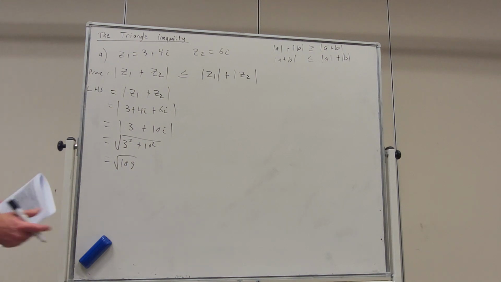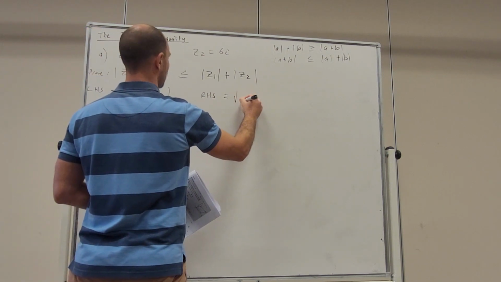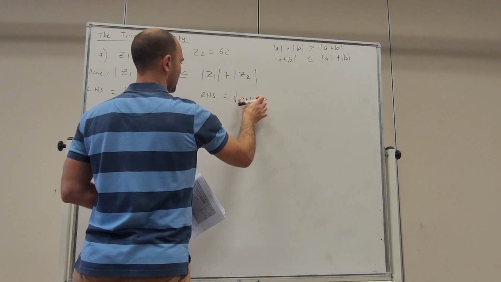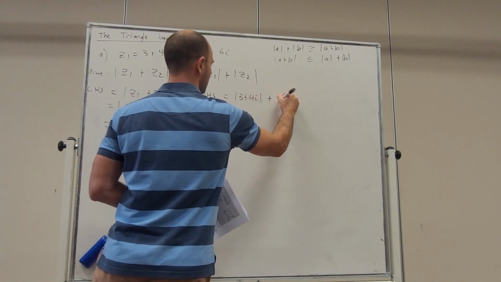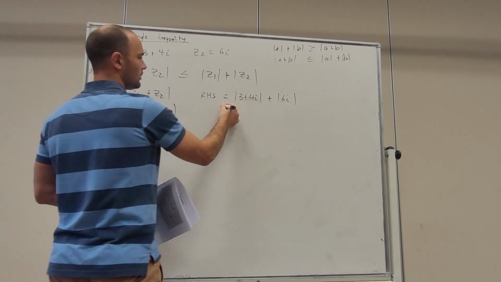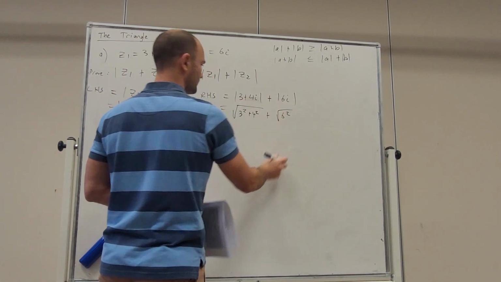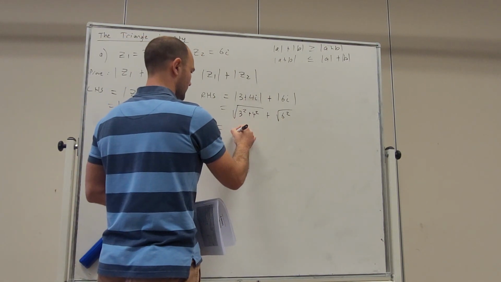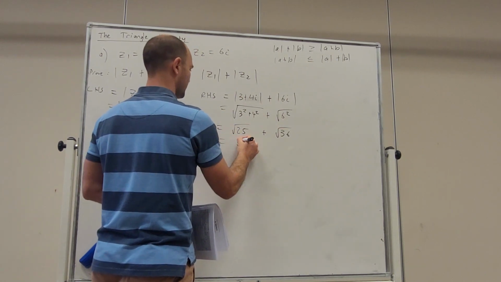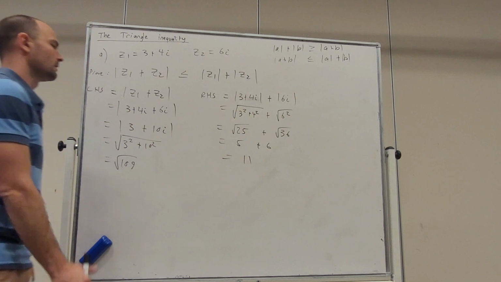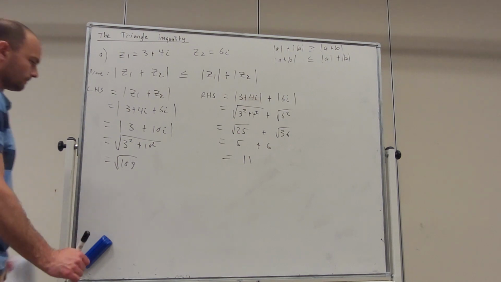All right, we'll go to the right-hand side. On the right-hand side, we have the modulus of 3 plus 4i. Let's write it out slowly first. We have the modulus of 3 plus 4i plus the modulus of 6i, which is the square root of 3 squared plus 4 squared plus the square root of 6 squared. This is going to be the square root of 25. This is the square root of 36. We have 5 plus 6, we have 11. So the right-hand side is 11, and the left-hand side is the square root of 109.